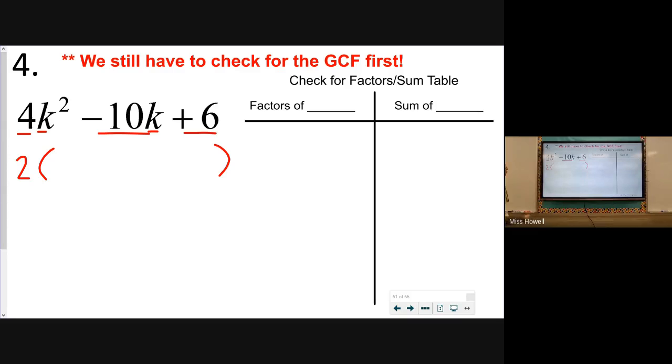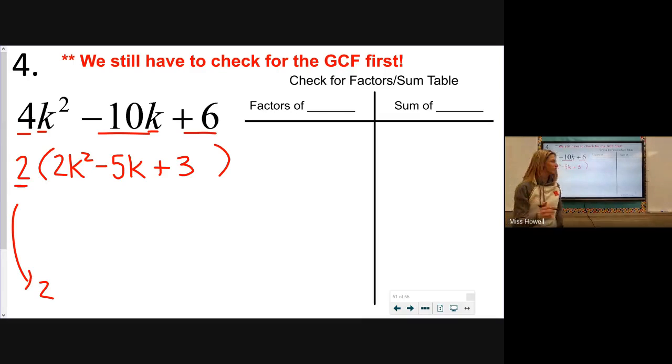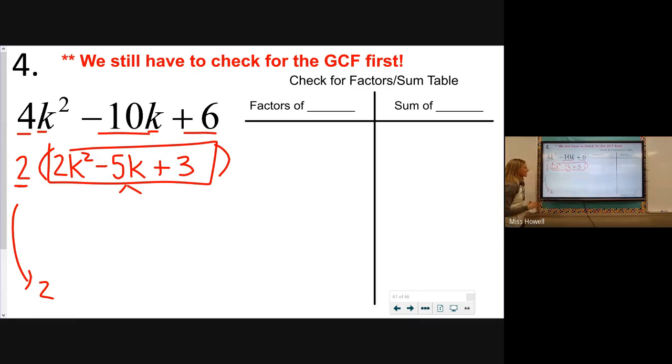4k squared divided by 2 would give us 2k squared left over. Negative 10k divided by 2 would give us a minus 5k. And 6 divided by 2 would give us a positive 3. This factor is done, and we would normally bring that down below our chart. But we still need to take this leftover trinomial and break up the middle term so we have a quadrinomial. So we're going to start with this 2 out front.